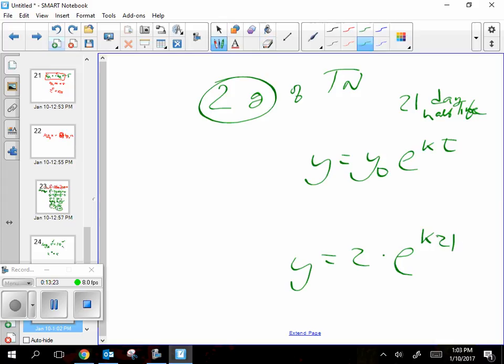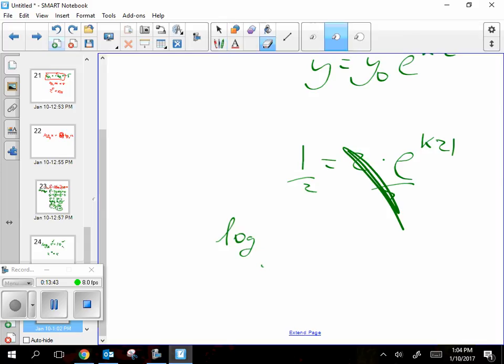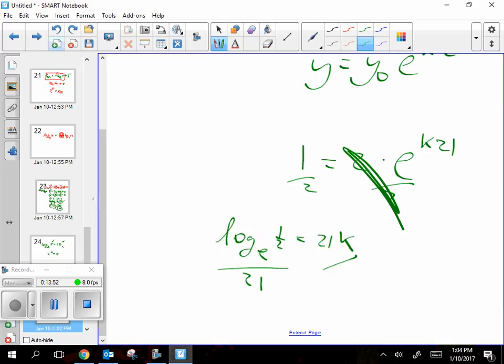And there's one more thing. I know the Y. The result after 21 days is you get half of 2, which is 1. Raise your hand if you set that up right. Good. Then you solve for K, which is really easy if you know logs. I'm going to start by dividing by 2, and then I'm going to rewrite it as a log. Log base E, yes, you could have said ln, of 1/2 is equal to 21K, and then I'm dividing that by 21. And there, yay, I've got my K.